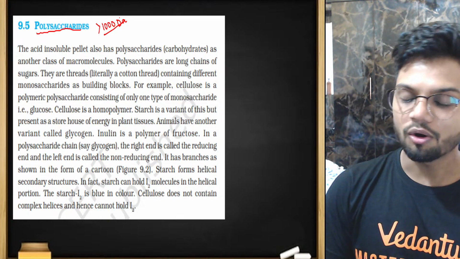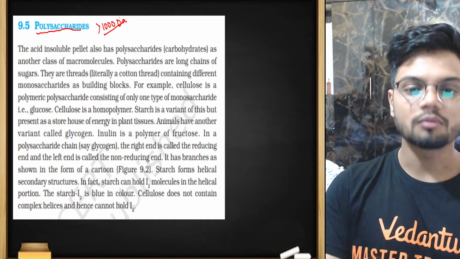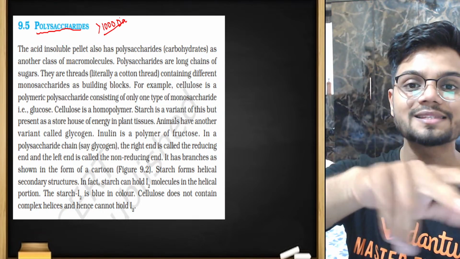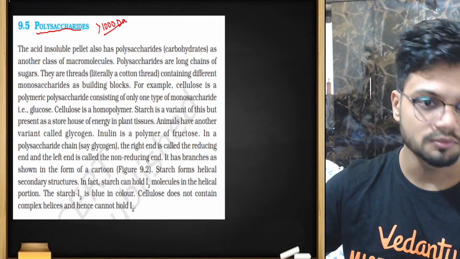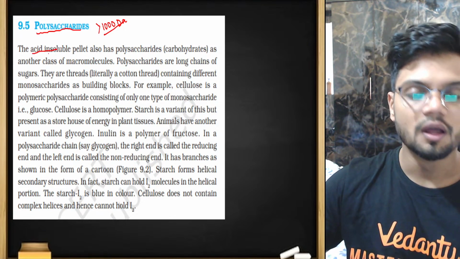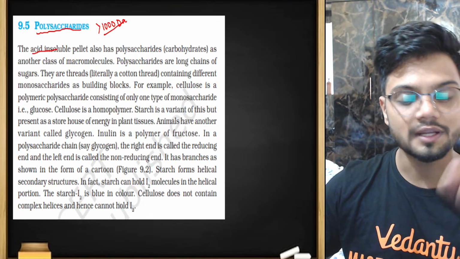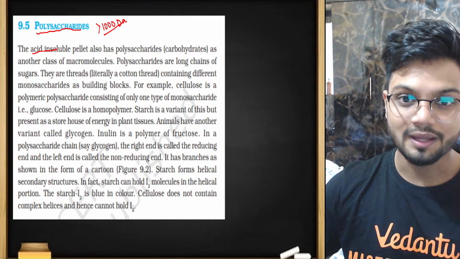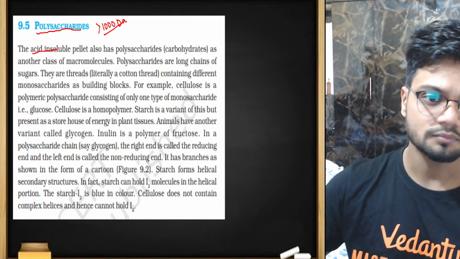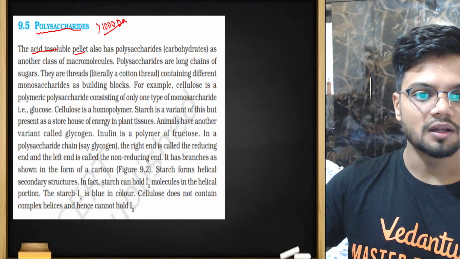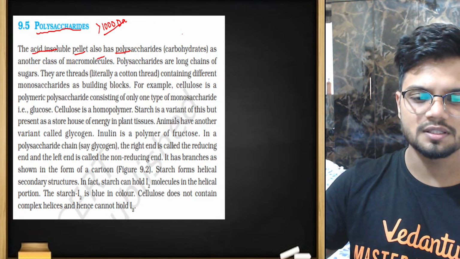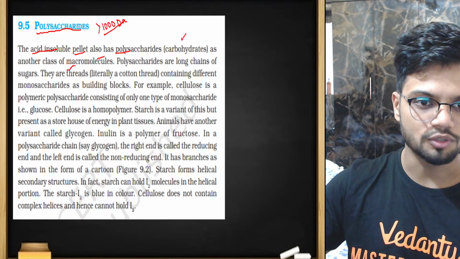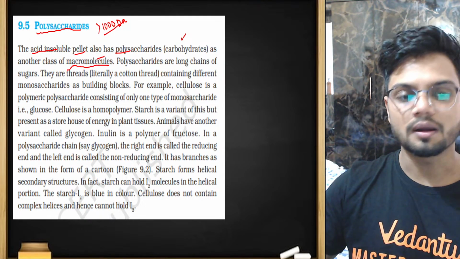Now, all of you remember, every molecule found in the retentate on the top is also called acid insoluble fraction. Those of you who are not able to follow this, try watching the first lecture where we discussed the difference between acid soluble and acid insoluble fraction. The acid insoluble pellet also has polysaccharides, mostly made up of carbohydrates as another class of macromolecule. So carbohydrate is also a macromolecule.